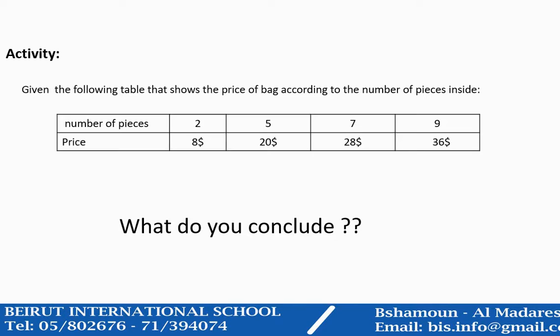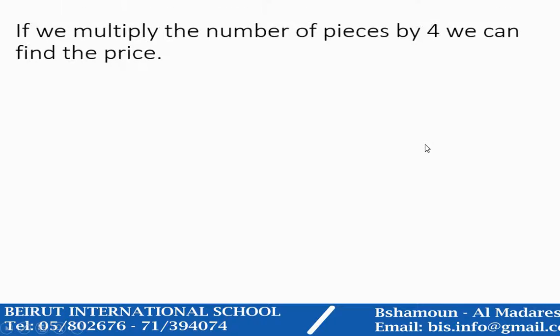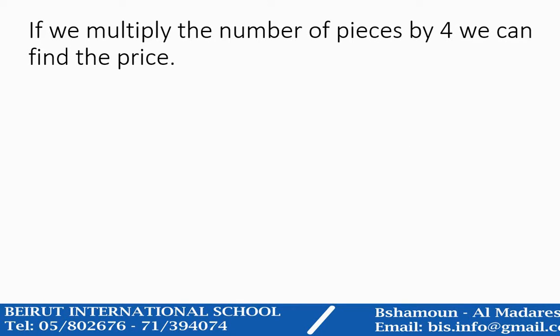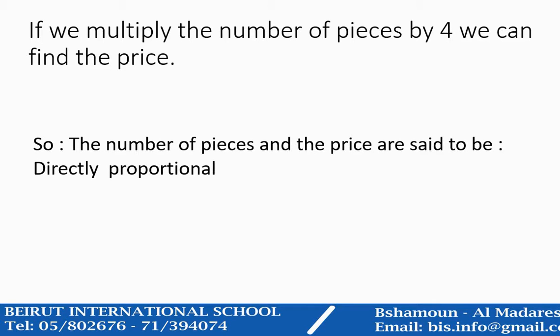Back to the table. 2 multiplied by 4, it's 8. 5 multiplied by 4, it's 20. 7 by 4, it's 28. 9 by 4, it's 36. So the relation between the number of pieces and its price, if we multiply the number of pieces by 4, we can find the price. This kind of relation, guys, between two quantities is called directly proportional. So the number of pieces and the price are said to be directly proportional.